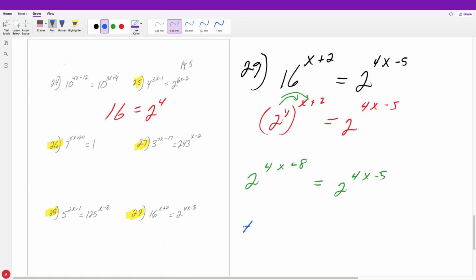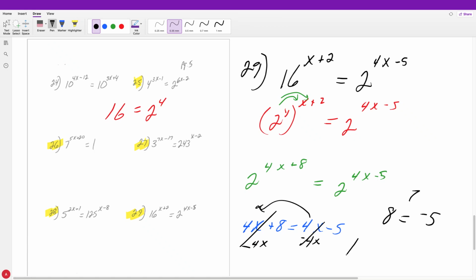Now we set our powers equal. 4x plus 8 is equal to 4x minus 5. When I subtract 4x from both sides to move it to the left, I see that they cancel. 8 equals negative 5. Well, we know that's false, so that means that this is no solution.